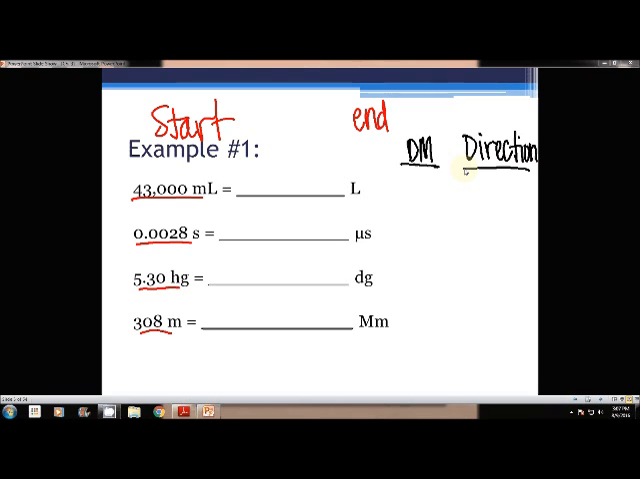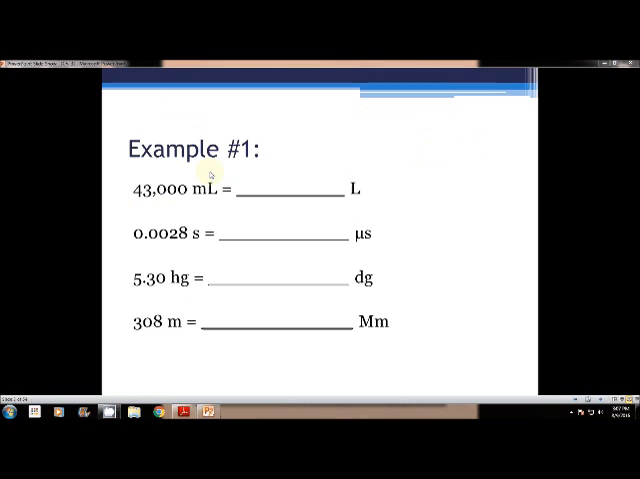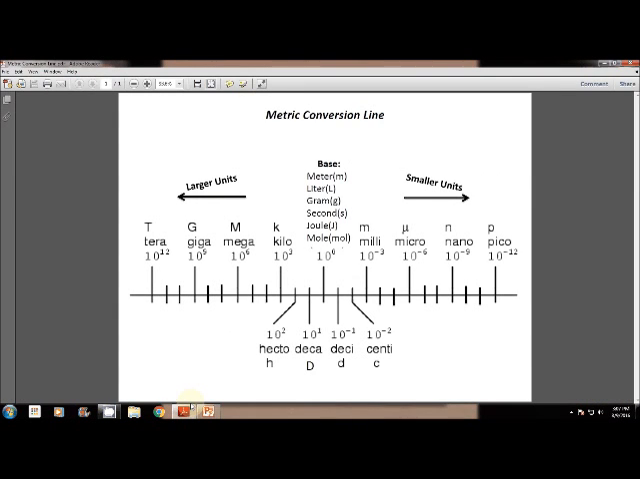Okay, so for our first one, we have 43,000 mL, and we want to know L. Well, our L is our end, and our mL is our beginning, our starting point. So let's look at our metric conversion line. I'm going to put starting in red. So we have mL, which I'm writing down, but I would probably not write this down on your metric conversion line. Write it in your notes. Okay, and we have mL, and we need to go to L.